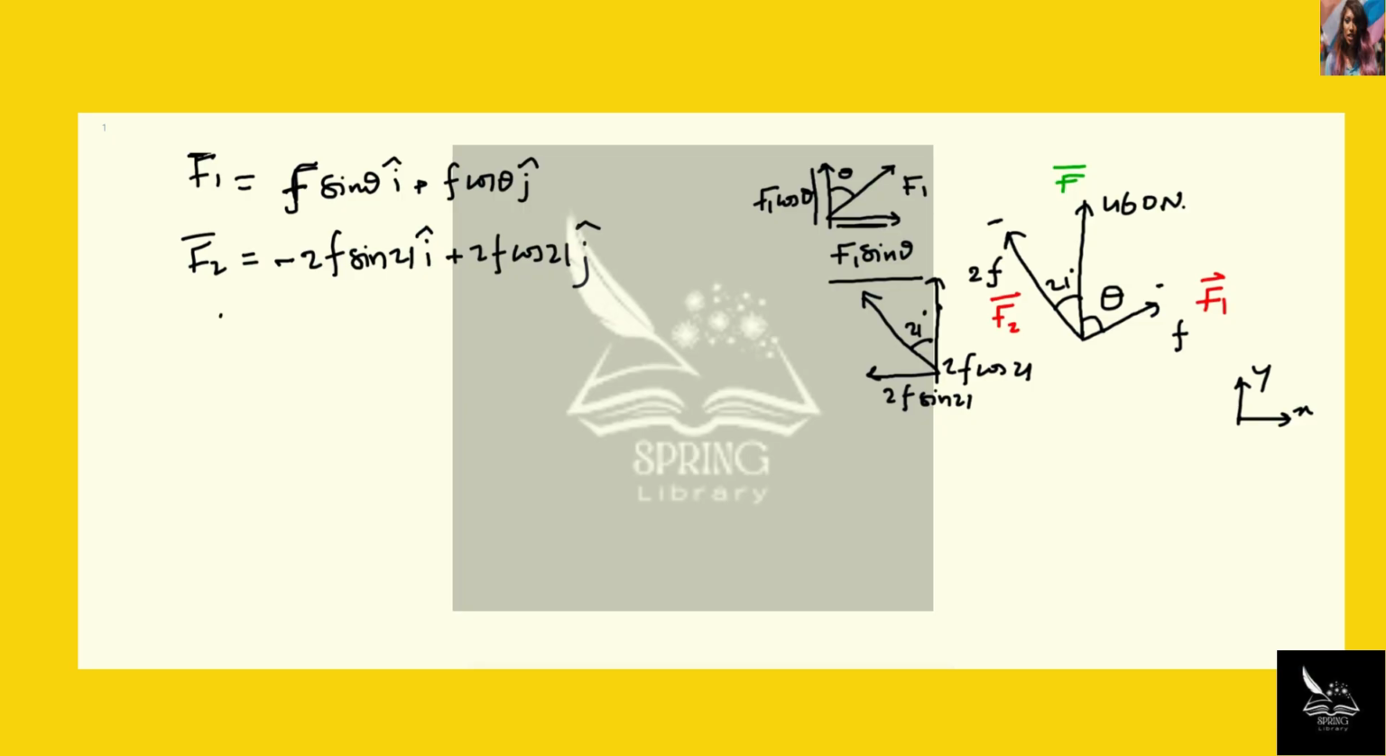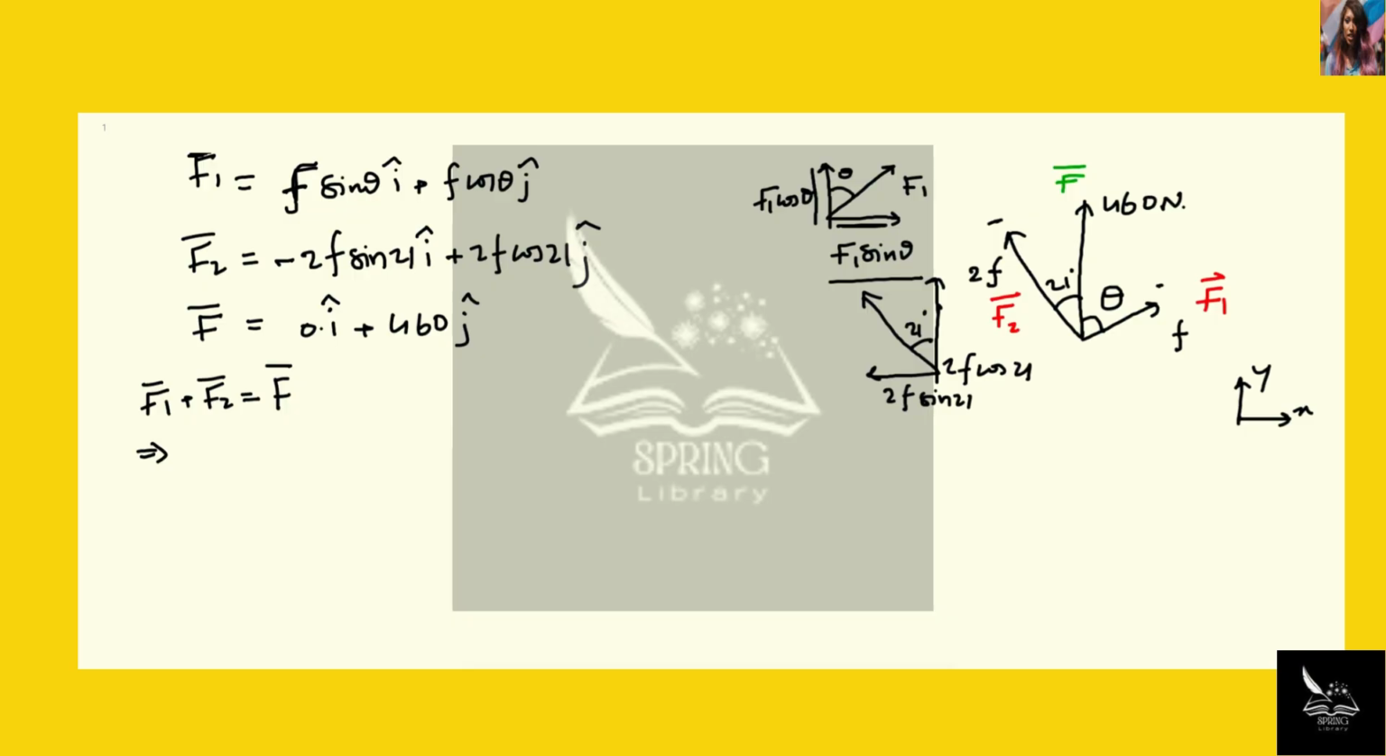Now we know that the vector f, which is the resultant, only has a y component, and hence its x component will be 0, and its y component would be 460, all of it. Now we know that f1 plus f2 is the resultant f.